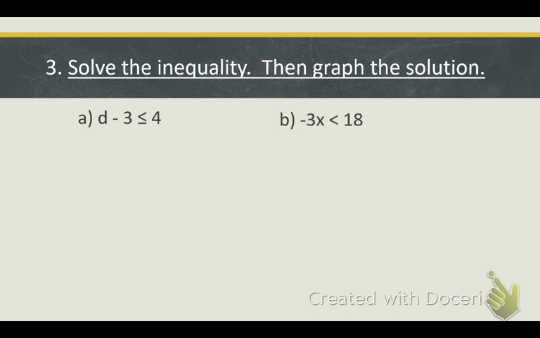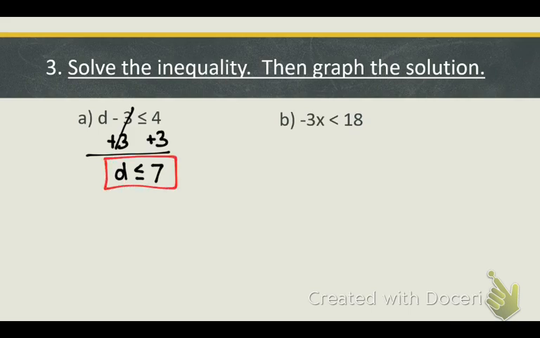Next part, solve the inequality and then graph the solution. First thing, identify the variable. D. What is not allowing D to be by itself? Minus 3. What's the opposite of minus 3? Plus 3. What you do to one side must do to the other side. So this cancels out. The D comes down. What does that inequality symbol say? Less than or equal to. And what's 4 plus 3? 7. Do I need to flip the symbol? No. When do I flip the symbol? When you multiply or divide by a negative number. When I multiply or divide both sides by a negative number. Since I didn't do that, this is my correct answer.